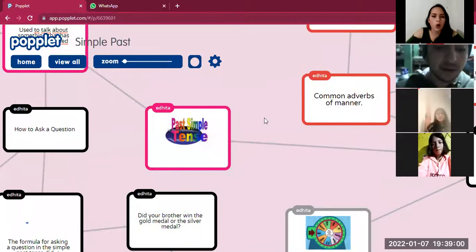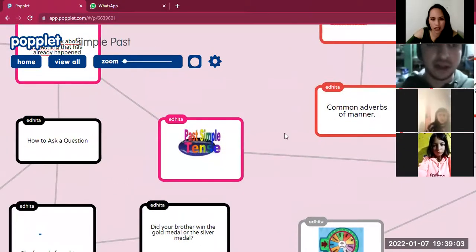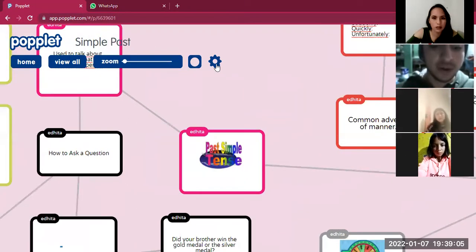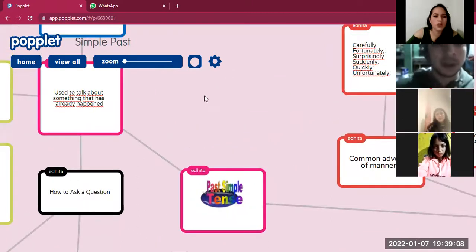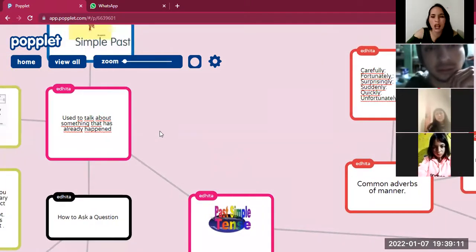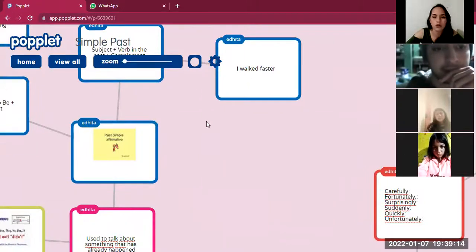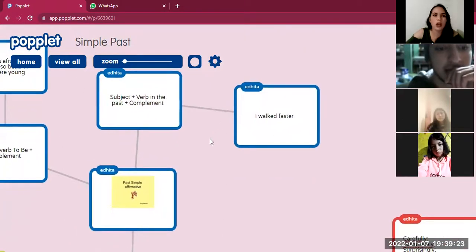Okay, here you go, guys. Now, past simple tense. What is the simple past? Simple past is just to talk about something that has already happened in the past. How to make an affirmative sentence? In any tense, we commonly use a grammatical rule. In this case, we have subject plus a verb in the past plus complement.